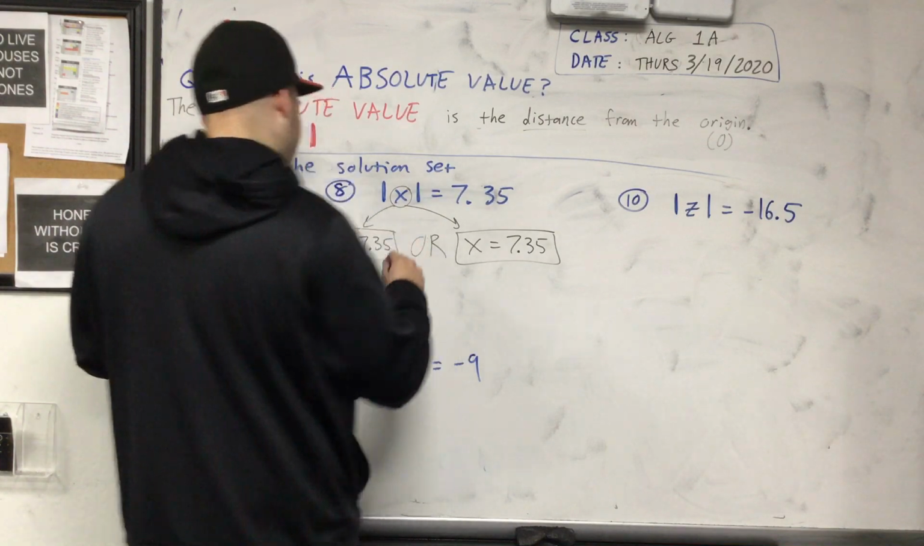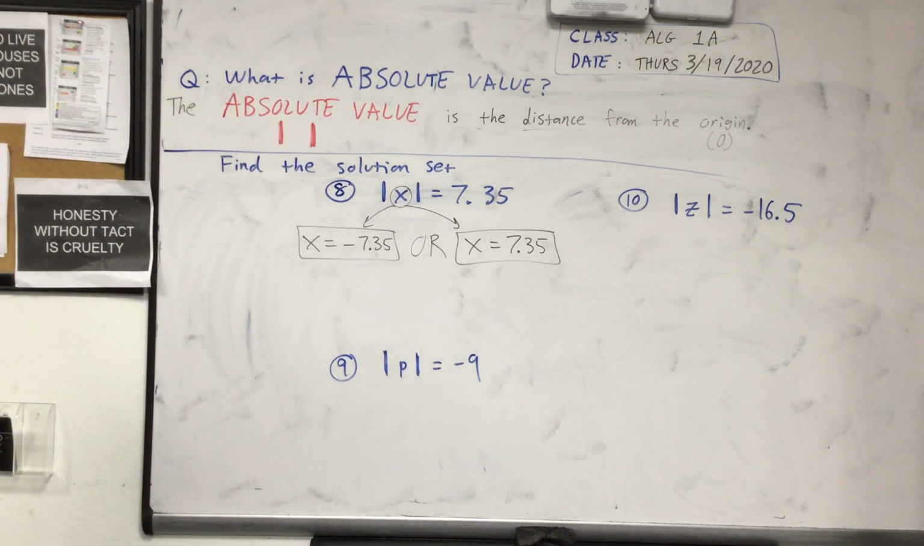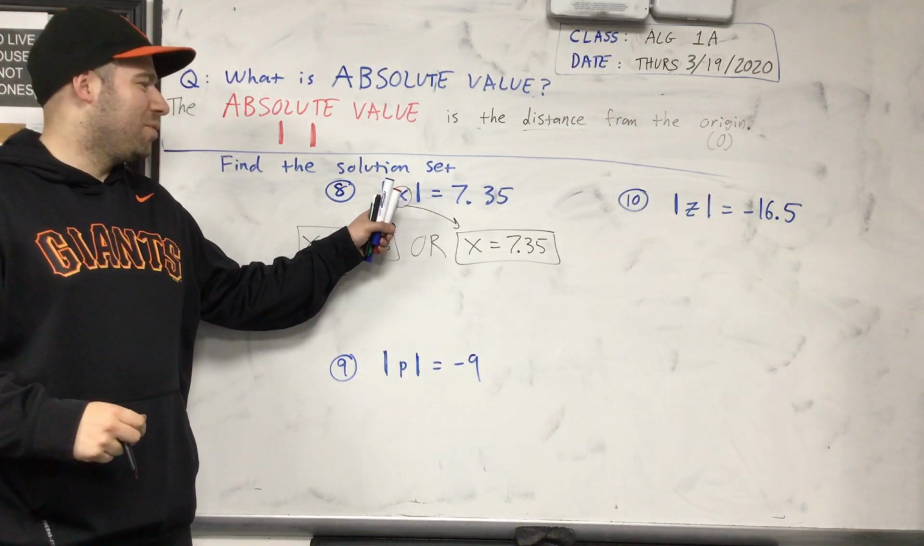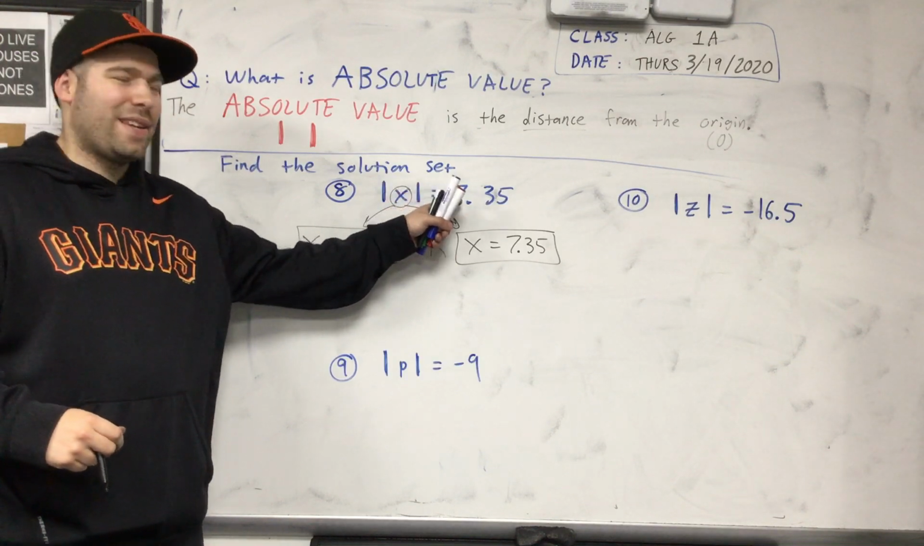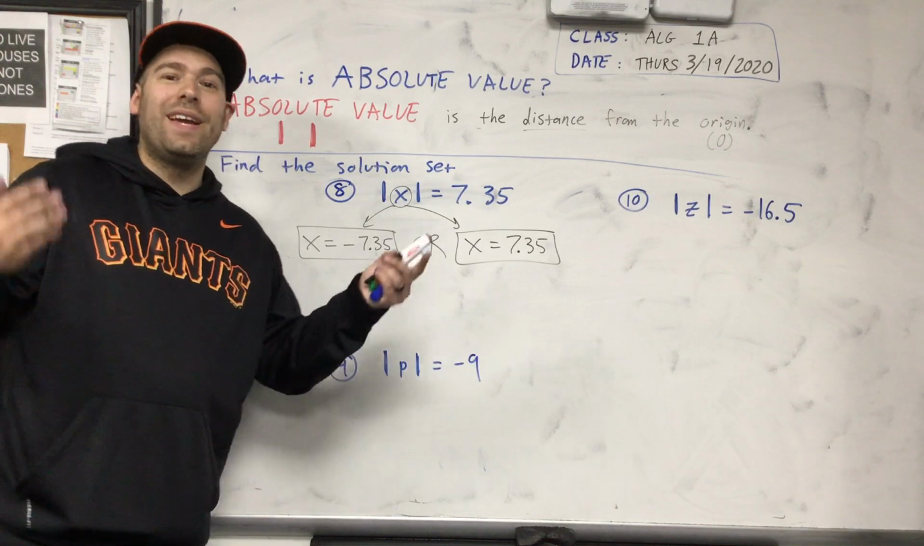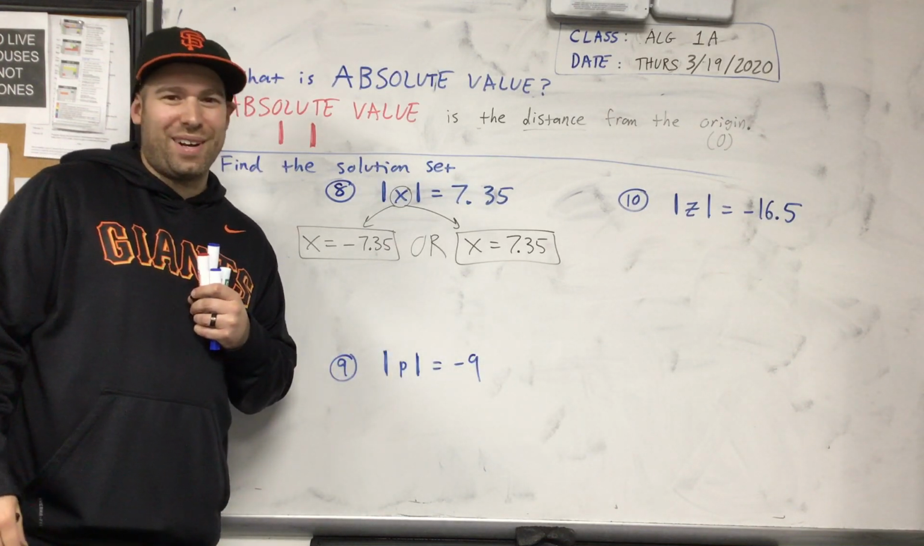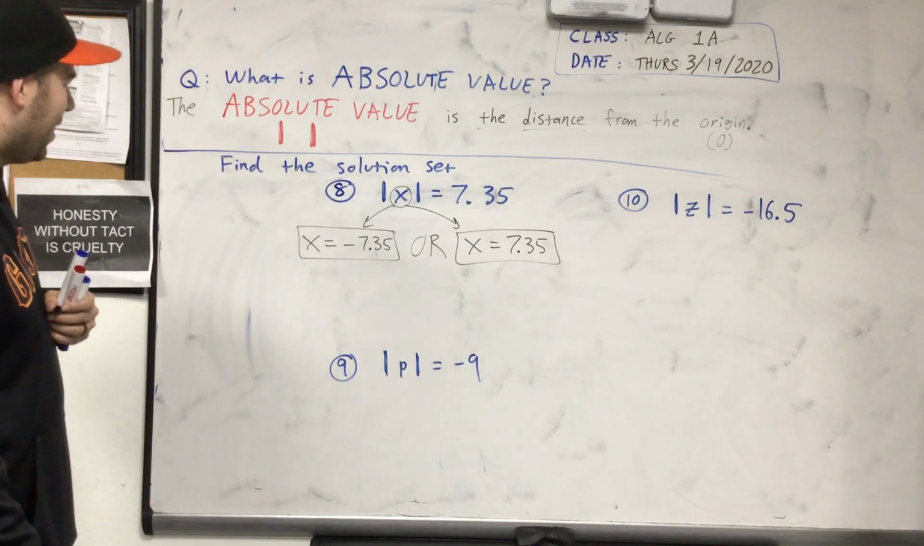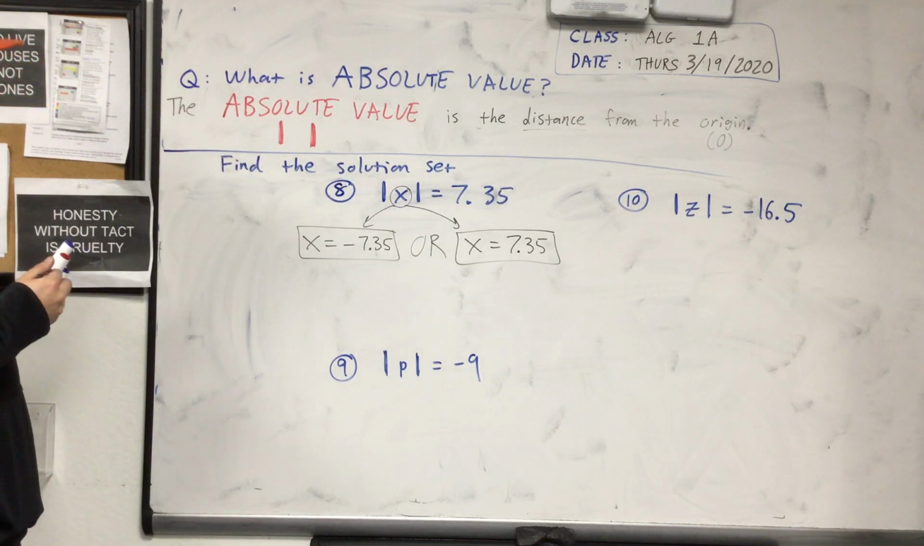Either way, if I plug it in, the absolute value of 7.35 is 7.35. The absolute value of -7.35 is still 7.35. All right, number 9. The absolute value of P is -9.